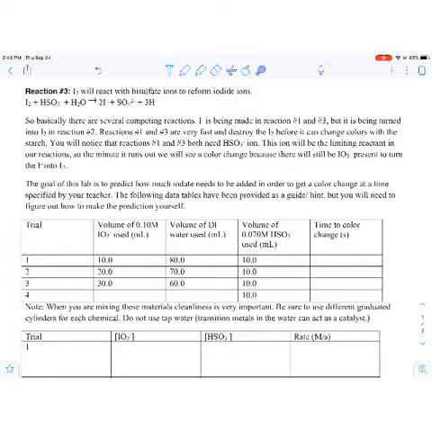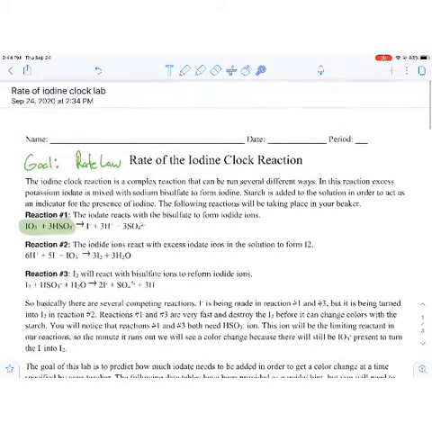So how are we going to do that? Well, we're going to look for a color change. That's the key here. Because remember, when we find these things, you need to have something that's measurable. Either it's generating a gas or something like that, and this one's going to be a color change. The minute we see a color change occur, our reaction is done. That's the neat thing about this particular reaction.